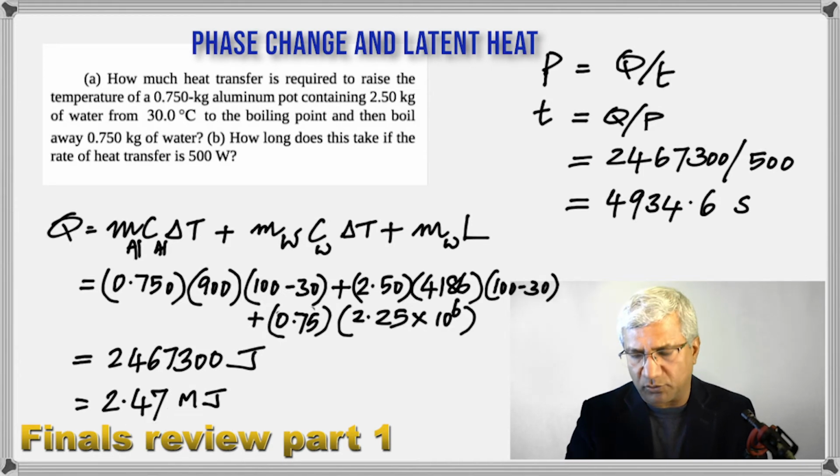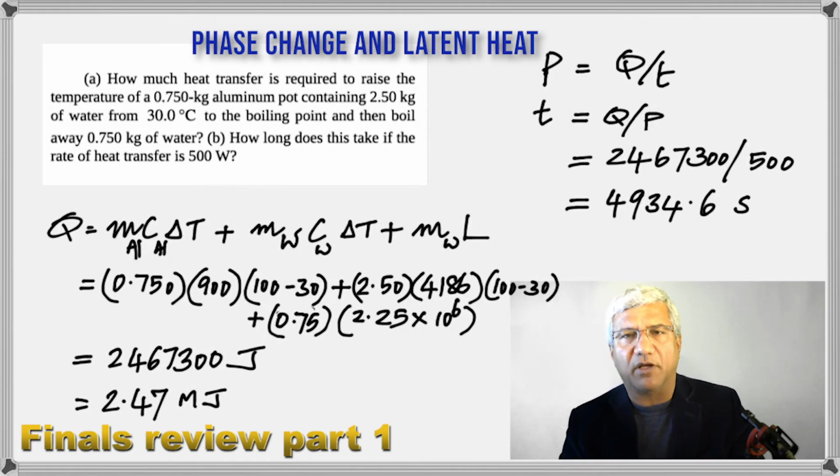Then the B part says, how long does this take if the rate of heat transfer is 500 watts? Now, 500 watts means 500 joules per second. And so the power is given. Power is, we know, energy over time. So rearrange to get time as the subject. So you have energy over power. We got the energy required, which is the quantity of heat, divided by the power, and you will get the answer in seconds. You can change it into minutes or hours as you like, but that's how you do this problem. Hope that makes sense.